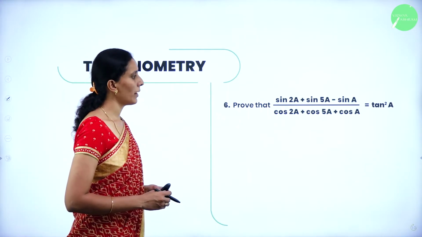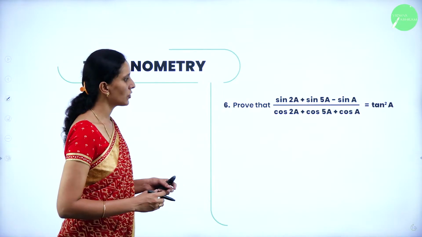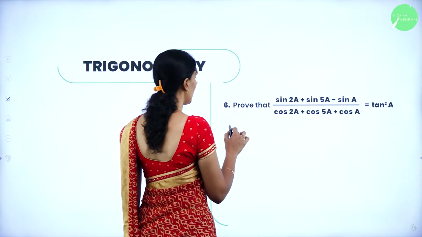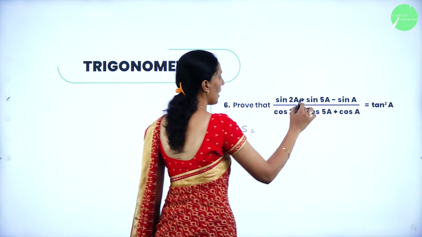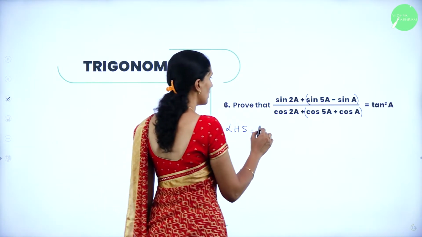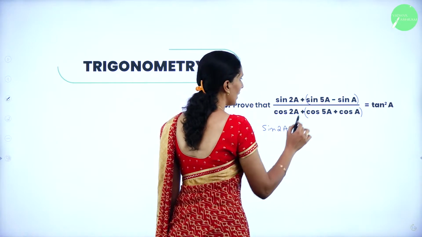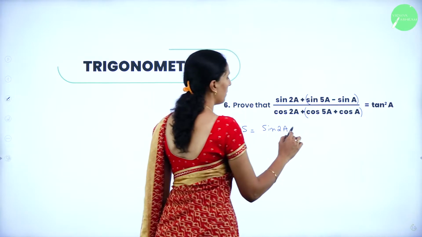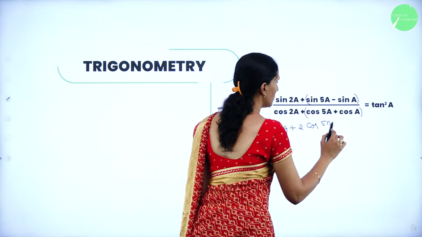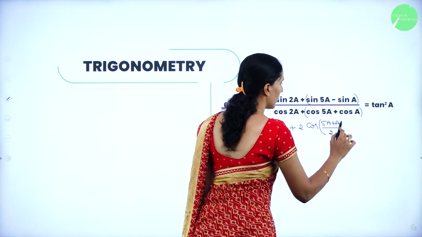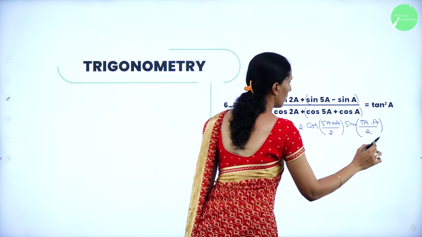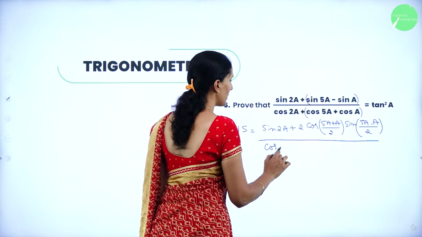Next is sin 2a plus sin 5a minus sin a divided by cos 2a plus cos 5a plus cos a is equal to tan 2a. So let us consider the left hand side part. Here I'll apply the transformation formula to the last two terms. I'll keep the first term as same. So sin 2a, take this as sin c minus sin d. Then it is plus, here it becomes 2 cos of 5a plus a by 2 into sin of 5a minus a by 2, whole divided by, here cos 2a, keep it as it is.